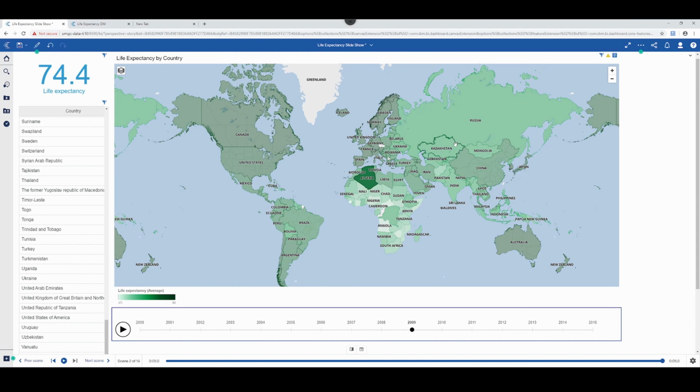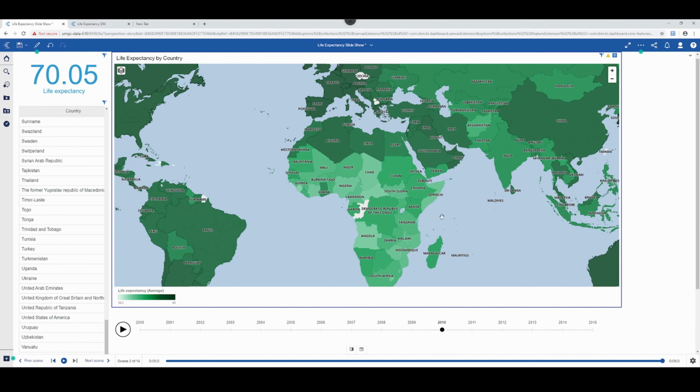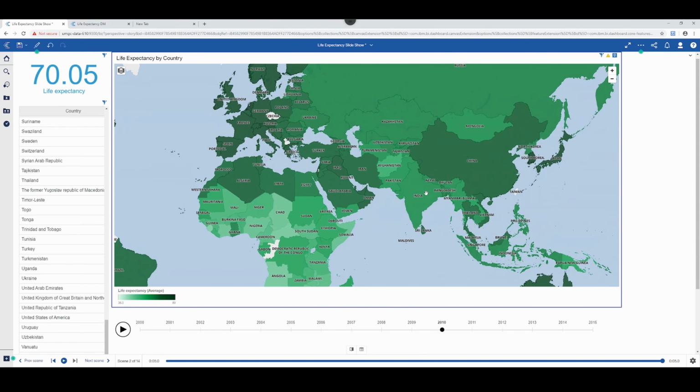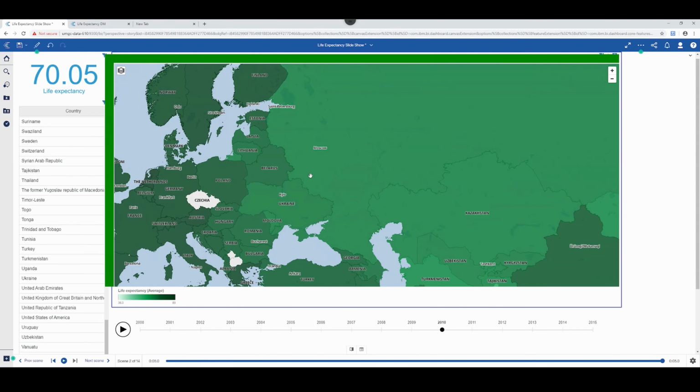So this is a useful tool to get a general overview of how life expectancy changes through time and geographically, to get an idea of what countries have good or bad life expectancies. You can see mostly Africa has one of the lower life expectancies here by looking at this legend down here. You can zoom in, see other countries as well.